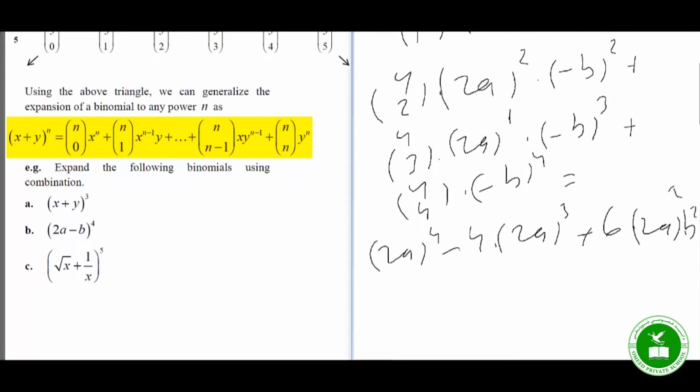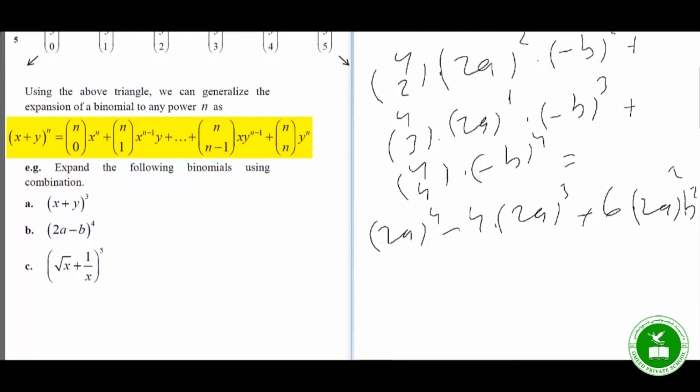plus, or as negative b cubed is negative, negative times positive will become negative. Combination of 4 from 3 is again 4 times 2a to the power of 1, which is 2a, times negative b cubed. As we multiply negative by addition, it makes subtraction, b cubed, plus combination of 4 from 4 is 1 times negative b to the power of 4, as the power is an even number, so b to the power of 4.